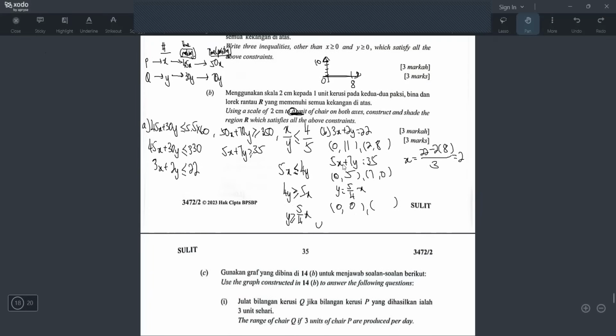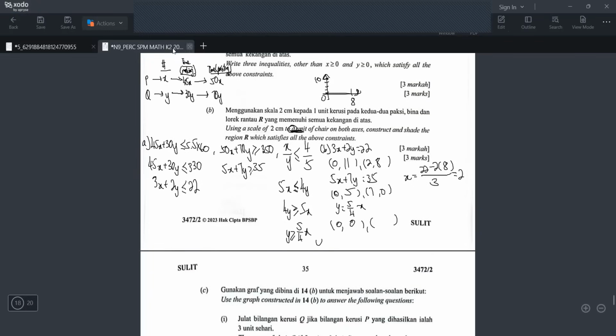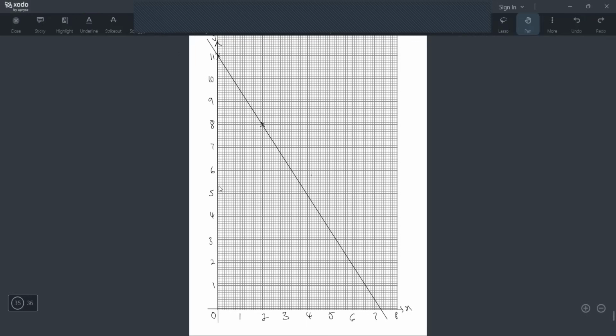Done already. Now we go for the next one, (0, 5) and (7, 0). So let's plot (0, 5) and (7, 0). (0, 5) is here, and then (7, 0) is here. So when you draw the line, it will look like this. (0, 5), (7, 0). So like this maybe. And then this one you can extend, it's okay.